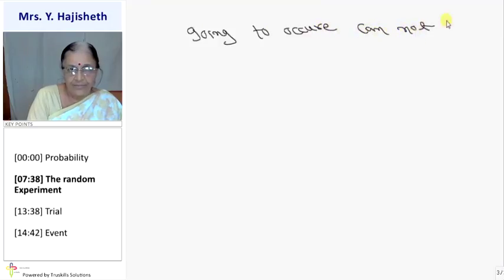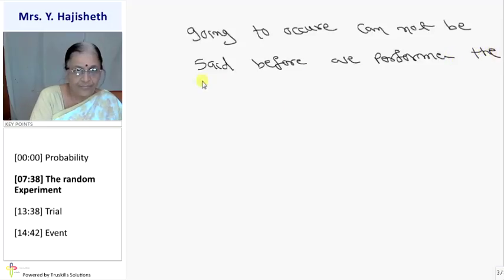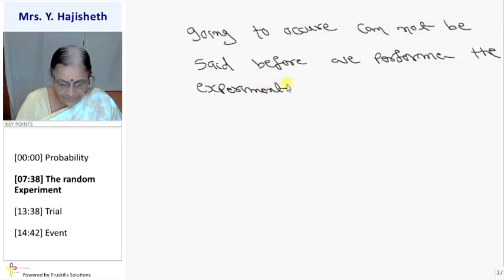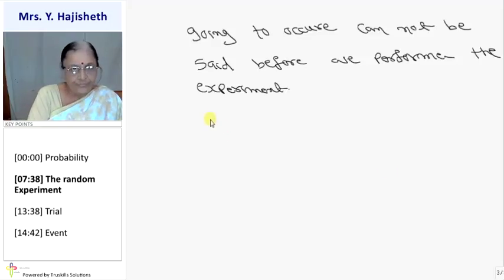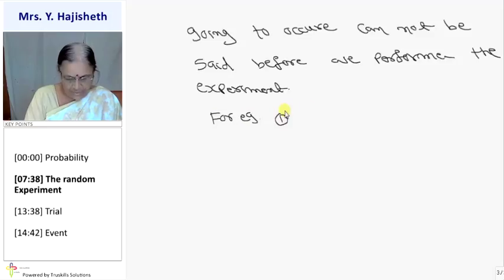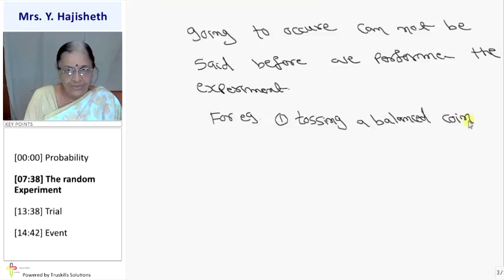Cannot be said or cannot be predicted before we perform the experiment. Okay, we can't predict, right? For example, many examples you can give. First example is tossing a balance coin. Why am I using balance? This should be unbiased. Okay.